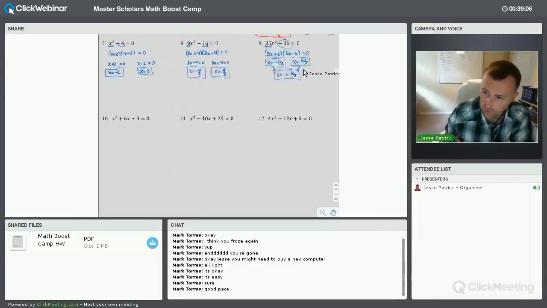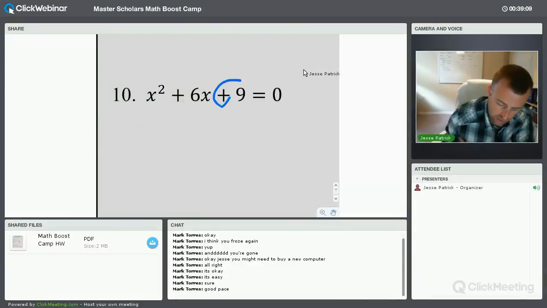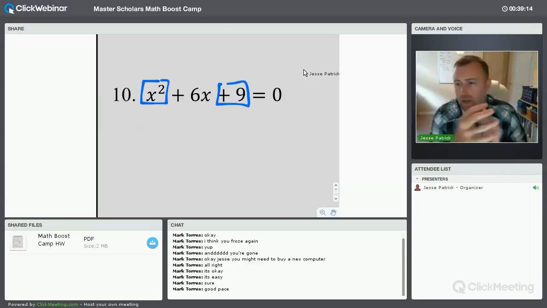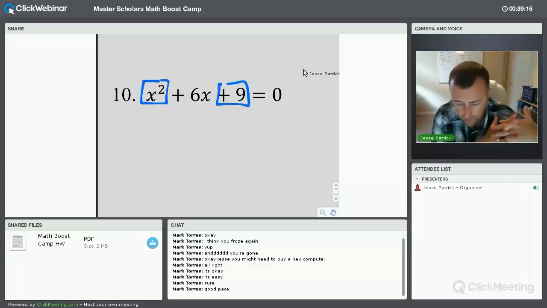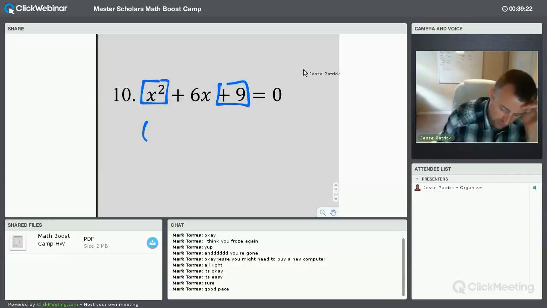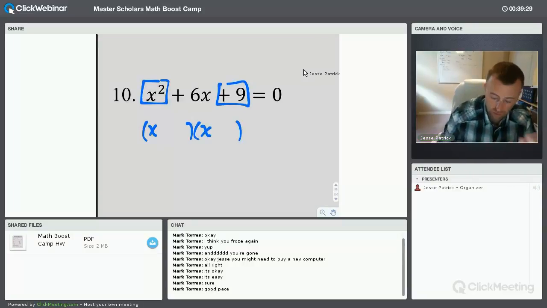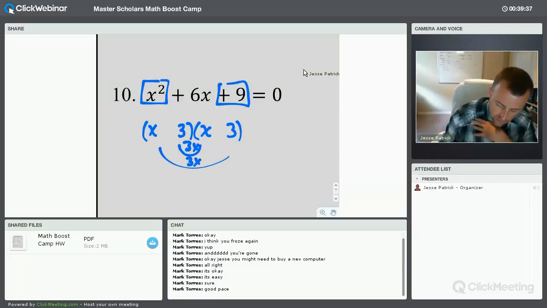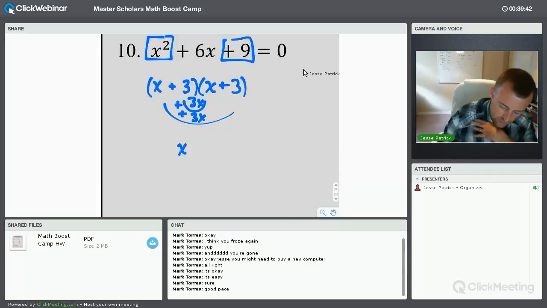Number 10, again, I want you to look here. Easy way to catch a potential perfect square factor is that the first term and the last term are going to be perfect squares. If you see that in a trinomial, I want you to try to see if we got a perfect square. In this case, you just try to factor it, and you should have the same numbers for both factors. So x and x gives me x squared. Let's try 3 and 3, which gives you 9. Now, hopefully you can see this already, but this would be 3x, and this would be 3x. If you made them both plus, you're going to get 6x. So this is a perfect square.